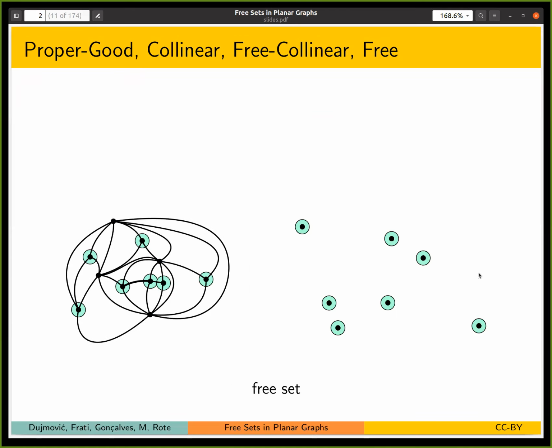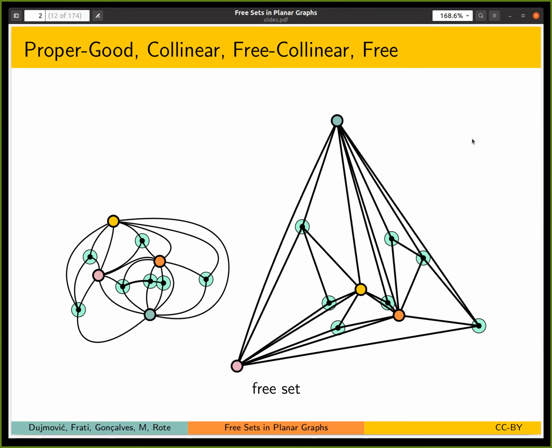And then finally, well, why stick to a line? If you give me this set of vertices and I take any set of points in the plane and ask you to draw that graph with straight line edges so that those vertices land on those points. If you can always do that, no matter which set of points I give you, as long as it's the right size, then that's called a free set. So it seems like these things are getting harder and harder, or more and more difficult.